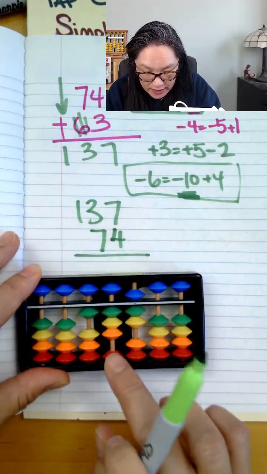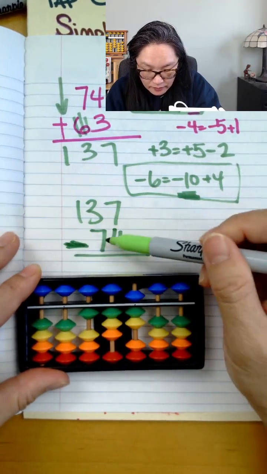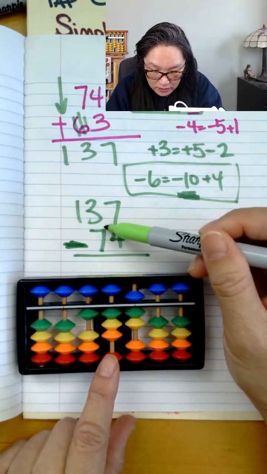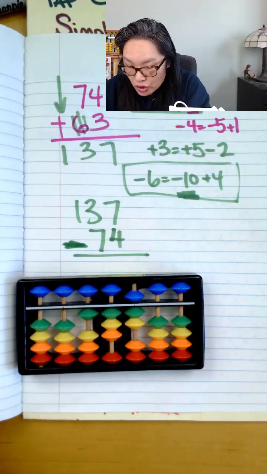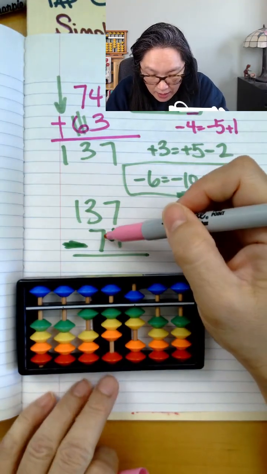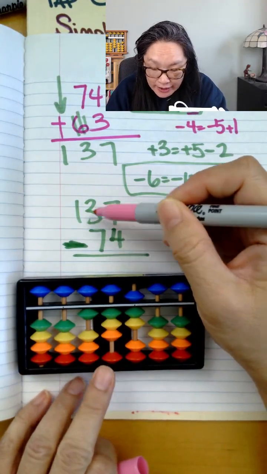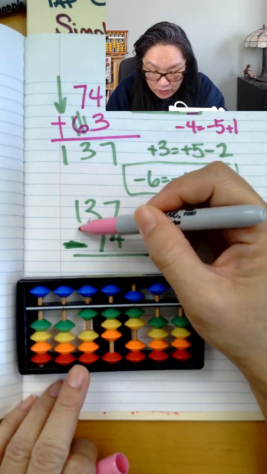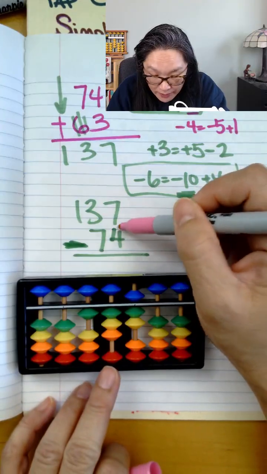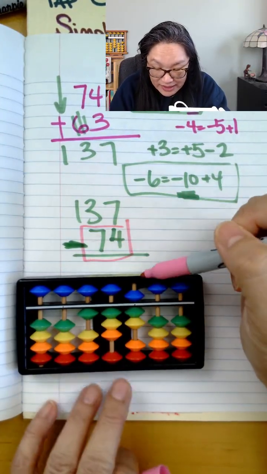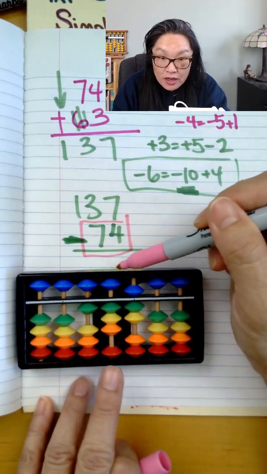137, right? Take away, we're minusing. Take away 7. See, notice, I'm only going to take away the 7. I don't go here and be like, okay, I got a 0. I don't do that. I'm looking at my number. This number, I want to take away 7. I need to take away 7 from here and here.